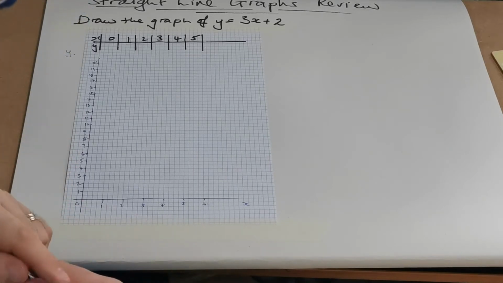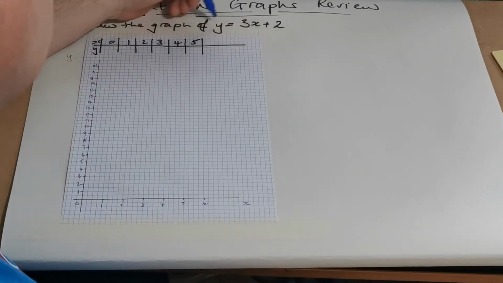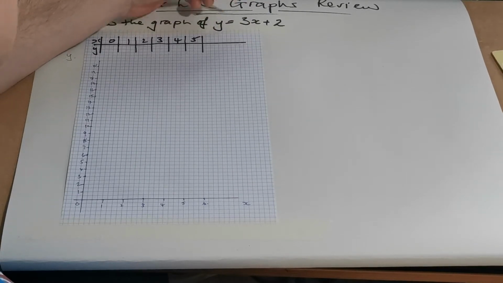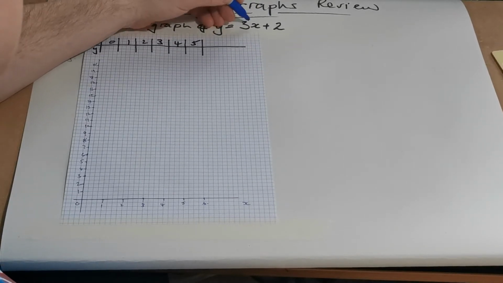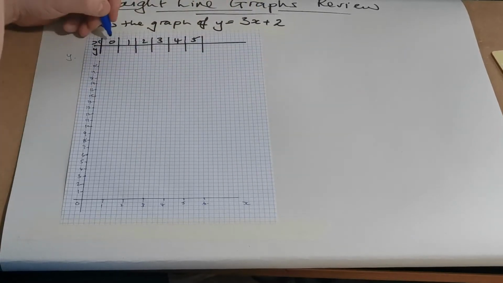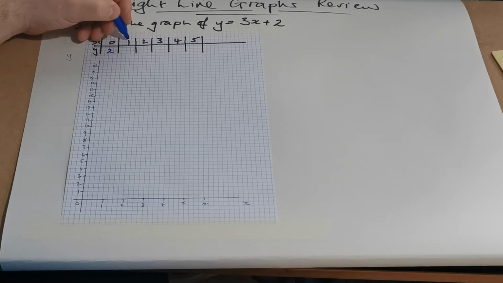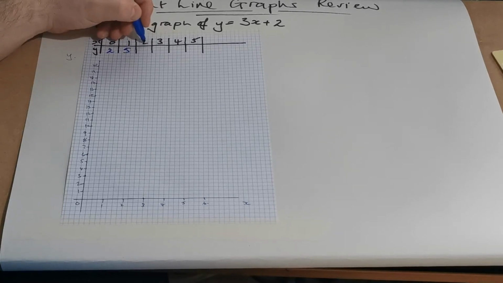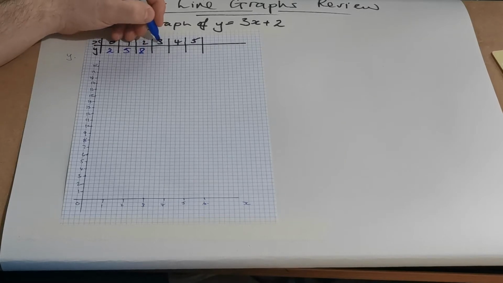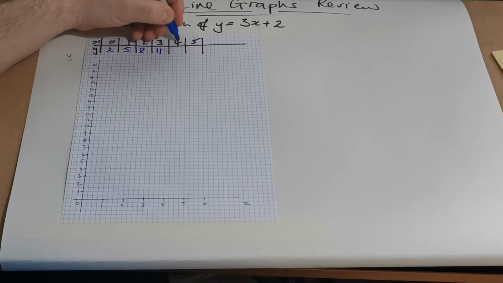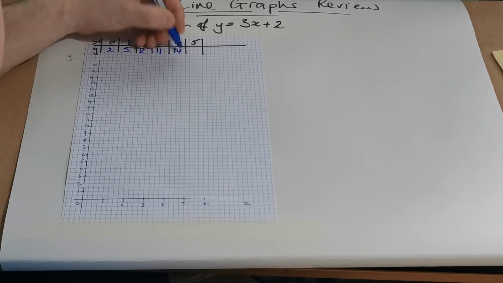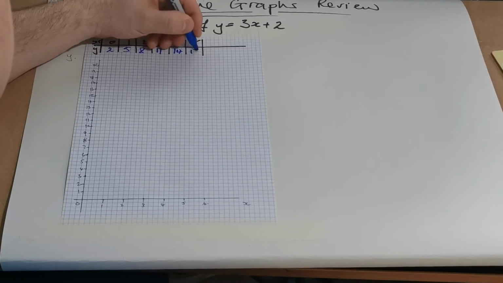So I'm going to say, let's look at this for a start and think about what it means. The y can be found by doing 3 times the x plus the 2. So if the y is 3 times the x plus the 2, 3 times 0 is 0 plus 2 is 2. 3 times 1 is 3, plus 2 is 5. 6 plus 2 is 8. 9 plus 2 is 11. 12 plus 2 is 14. 15 plus 2 is 17.